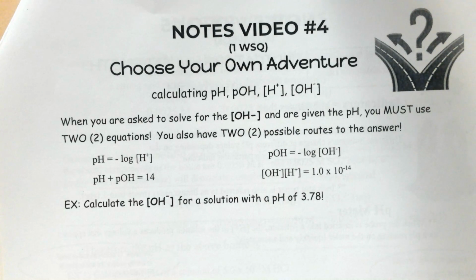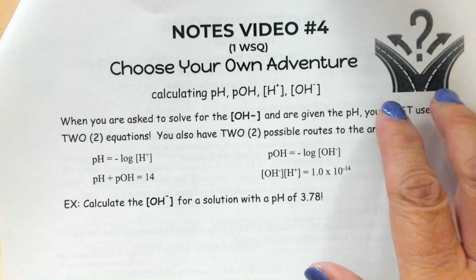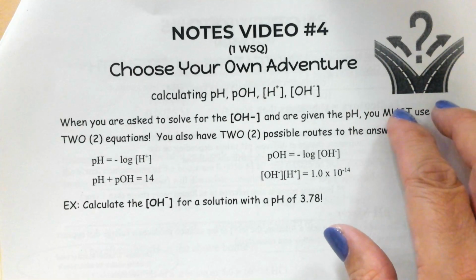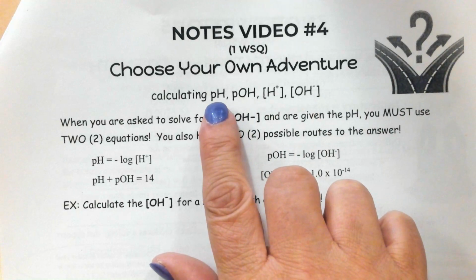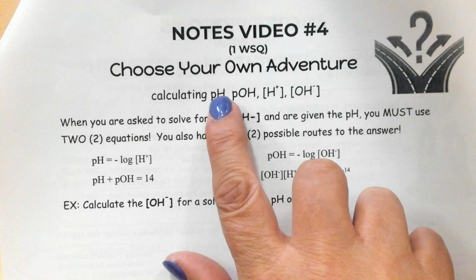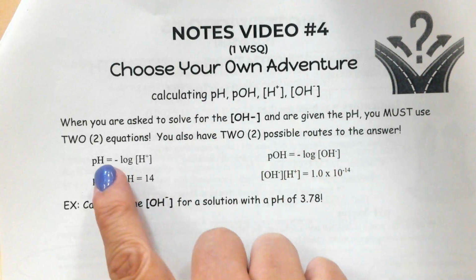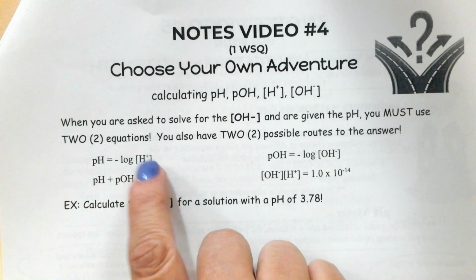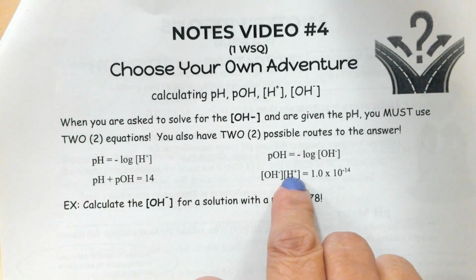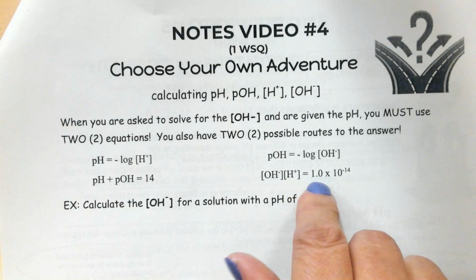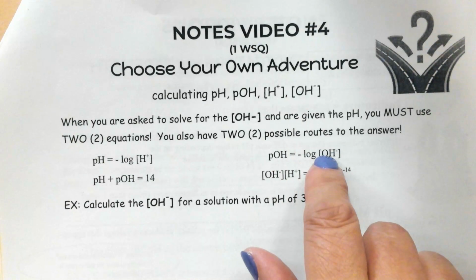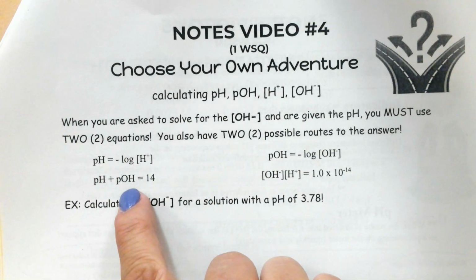I call this choose your own adventure because there are going to be some problems that involve 2 steps. So 2-step problems are ones where you're not direct. Say we're asked for the hydroxide, but you have the pH. You cannot go directly to it because the pH only relates directly to the hydrogen ion, and then you have to put the hydrogen ion into OH. Or you could solve for the OH and then put it in to get the pOH, or whichever way.